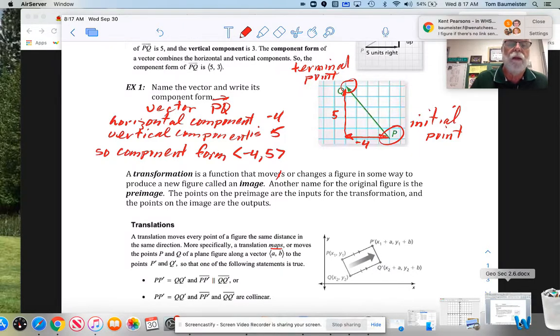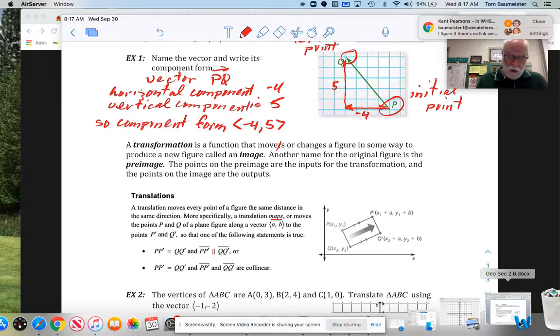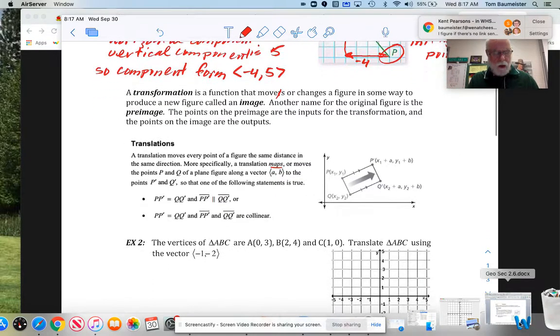So when I have that little apostrophe up there, we call it primes. So one of the following statements is true. P prime Q prime, the line segment, is parallel to the line segment PQ. And then remember, they're also collinear, which means they lie on the same line. So let's go ahead and look at the example here.